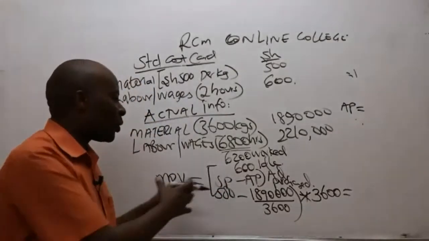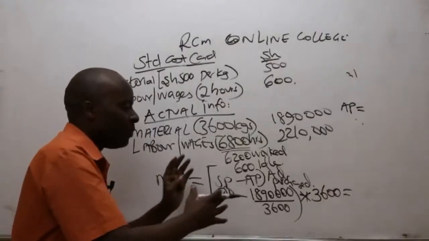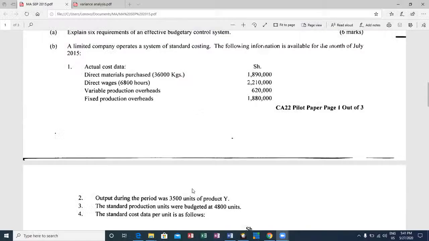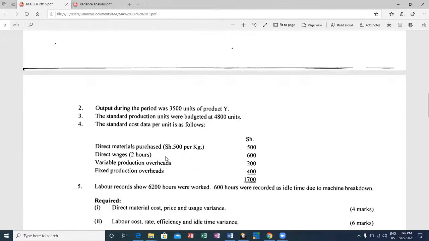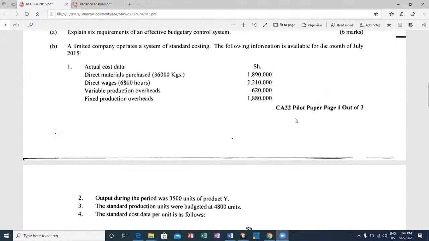So that in terms of comparison, it will make sense. Because the actual price here is 525. The actual price is 1,890,000 divided by 3,600, which is 525. And yet, we had budgeted to use how much? 500 shillings. So 500 minus 525, we are not any better. We are worse off. Why? Because we had planned to use a maximum of 500 to procure these materials. But at the end of the day, we overshot our budget. We went through the roof in terms of our actual price. So meaning that the variance we shall get will be adverse.